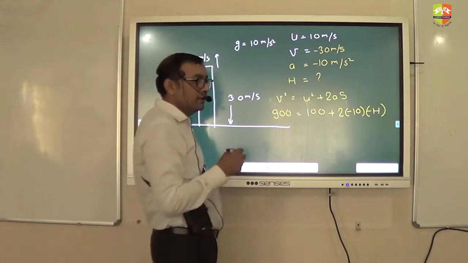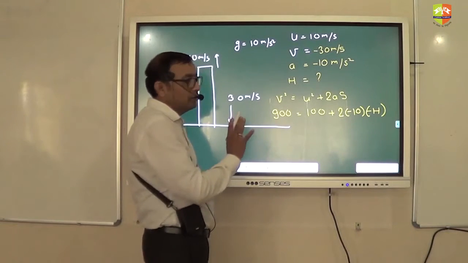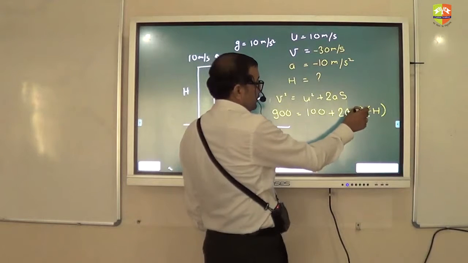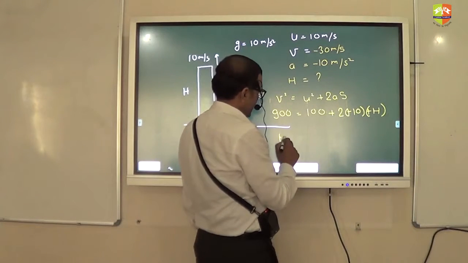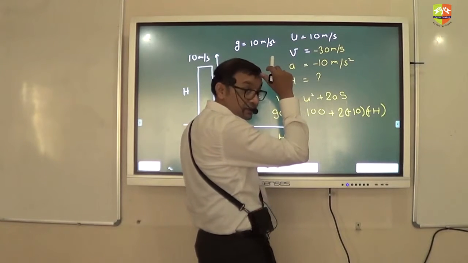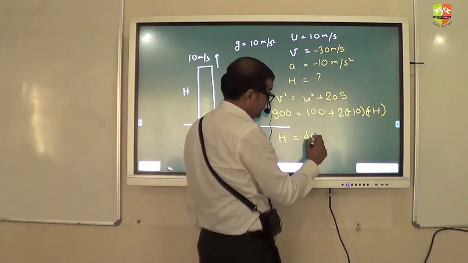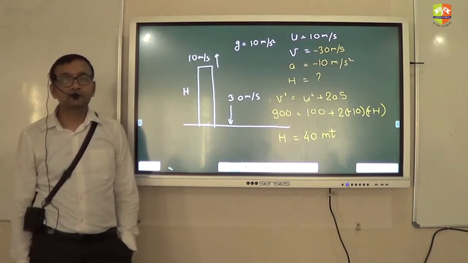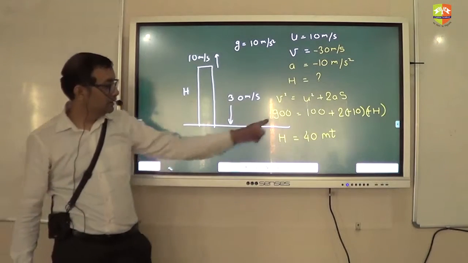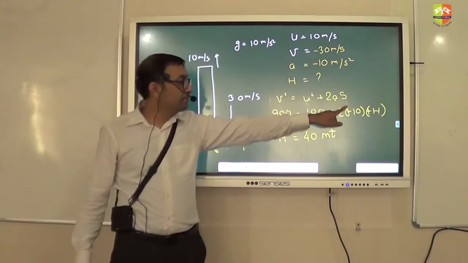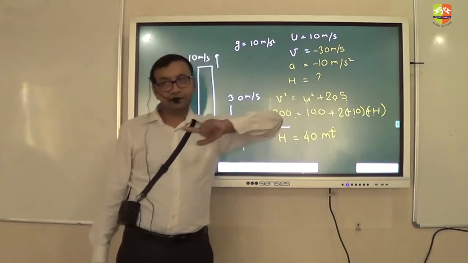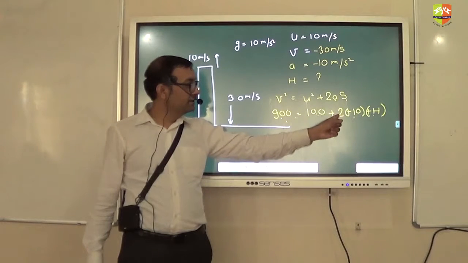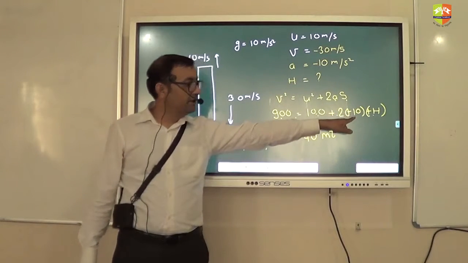Now you will get the same answer here, but you have to understand how to solve it. So it becomes plus. Here H is 800 divided by 20, right? Which is how much? 40. 40 meters. Any doubts about this part? A is minus 10, S is minus H. Then 100 goes this way, it becomes 800. 800 is equal to 20 into H. So H is 800 divided by 20.